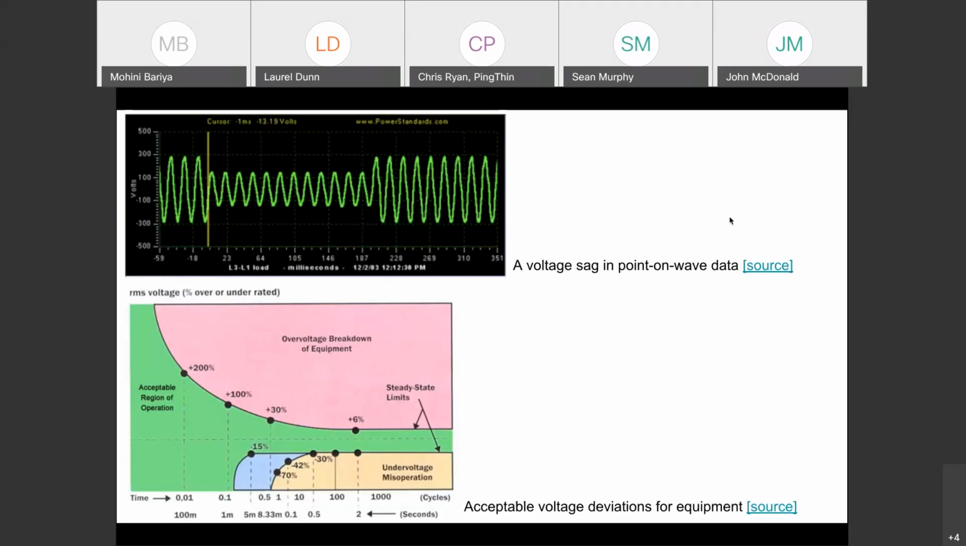And essentially what this means is that a piece of equipment can tolerate large sags if they are short, or it can tolerate long sags if they are very small deviations from the nominal voltage. And so really what would be concerning in the system is a very long and a very large sag.